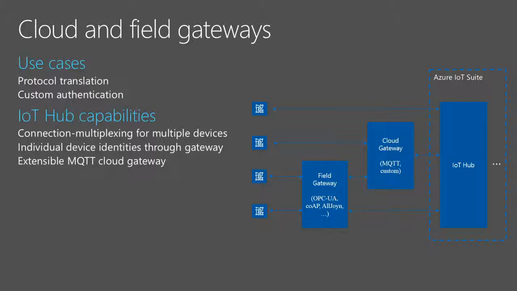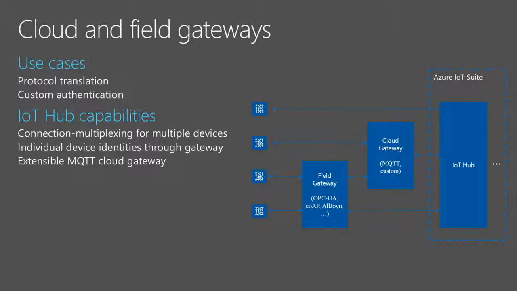For cloud and field gateways, IoT Hub does offer many specific properties. We know that gateways are a fundamental part of IoT solutions. That is not a side case. That is not just a way to work around a limitation. Sometimes there are real needs, and gateways do provide added capabilities to the solution. So we assume the gateways to be a first-class part of our architecture.